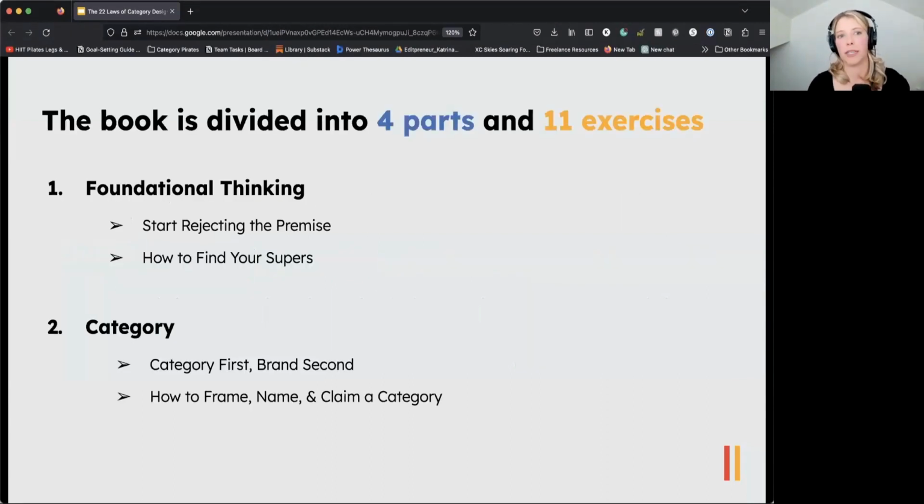So just quickly, the book is divided into 4 parts, and there are 11 exercises in it. The first, foundational thinking, is part 1. This is going to help you understand category design, understand the economics, really get you into the reflective thinking. So we have 2 exercises here about rejecting the premise and finding your supers. Then we jump into category design, which is one part of the magic triangle. This is really going to focus on how to put your category first, how to put your supers first, how to frame, name, and claim a category, which is what we're going to workshop today.